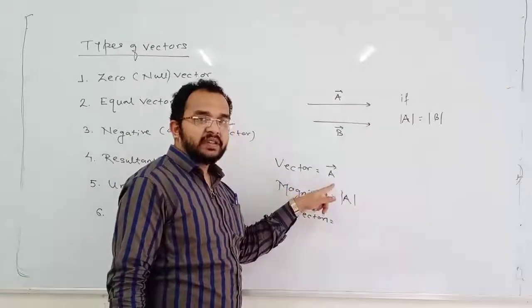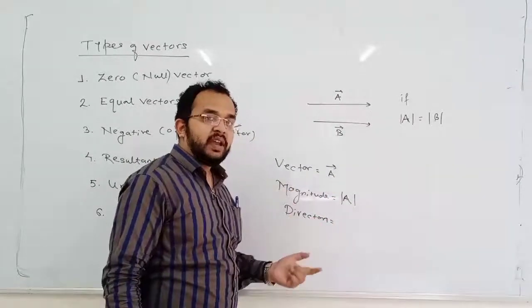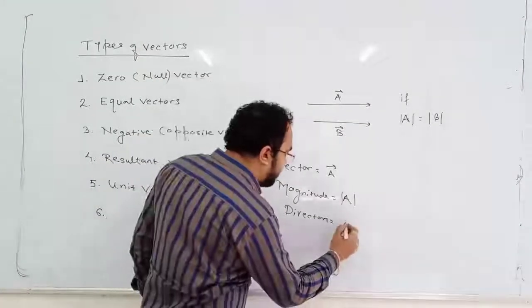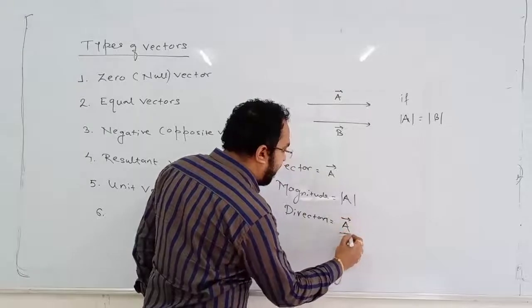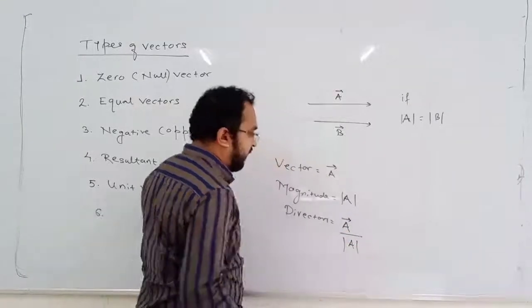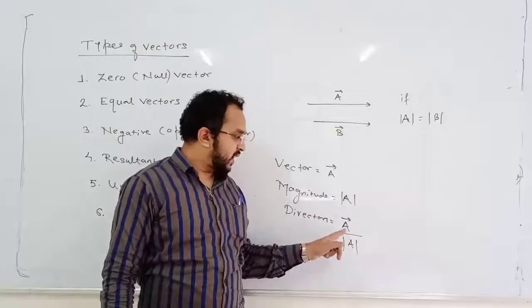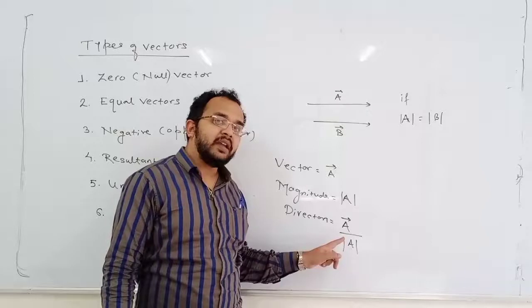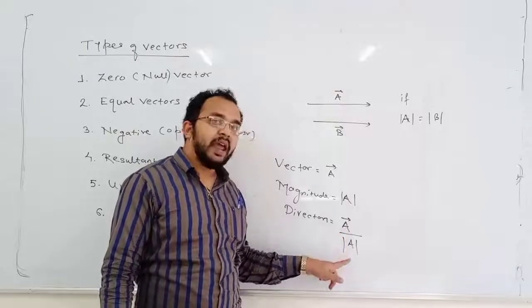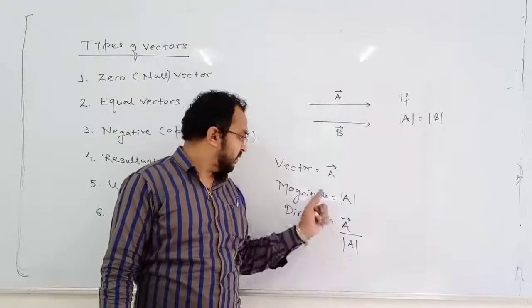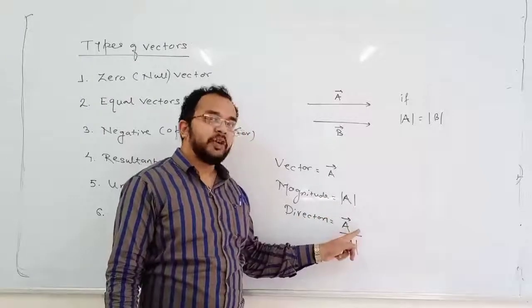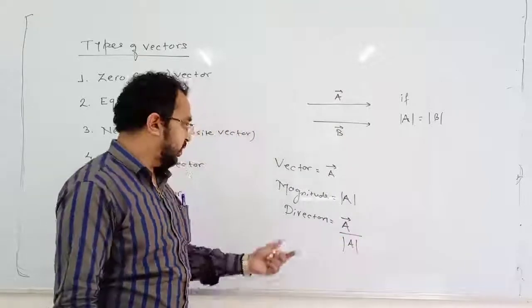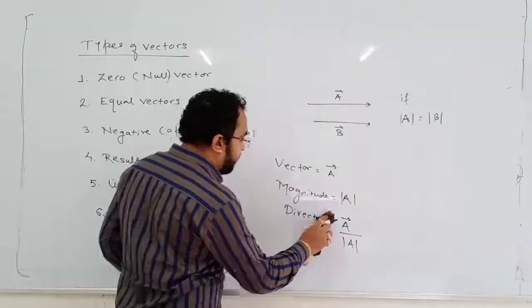This vector A has both the things, magnitude and direction. If I divide it by magnitude, what will remain? See, if I write A bar upon modulus A. What is A bar, A arrow? That means vector A. Vector A means it is having magnitude and direction. Upon what have I written? Magnitude. So this has magnitude and direction, this is only magnitude. Magnitude will cancel. What will remain? Direction. So that's why it is direction. Understood?